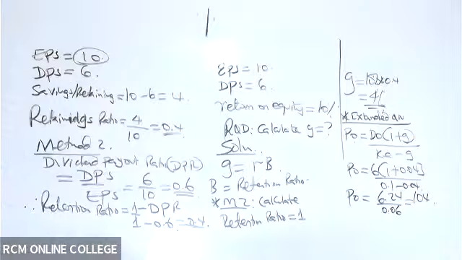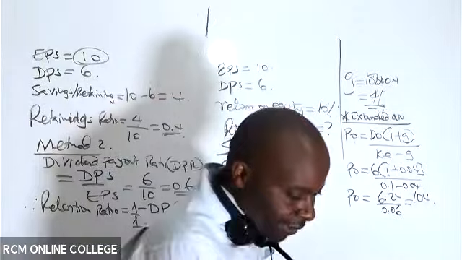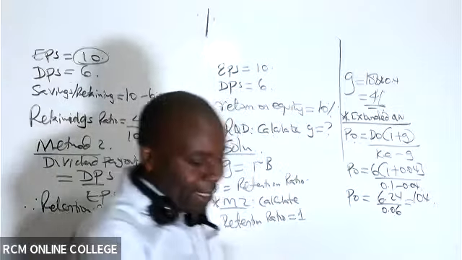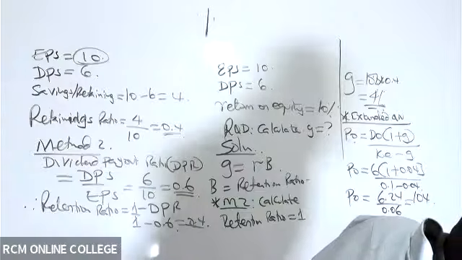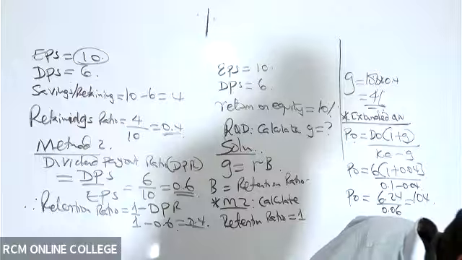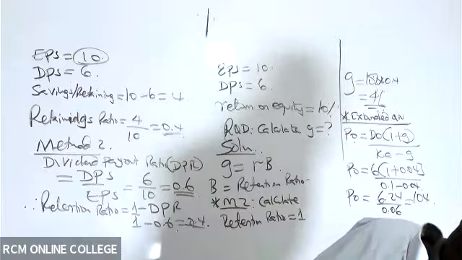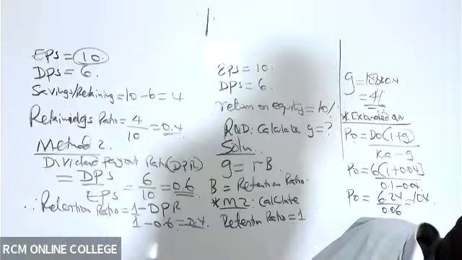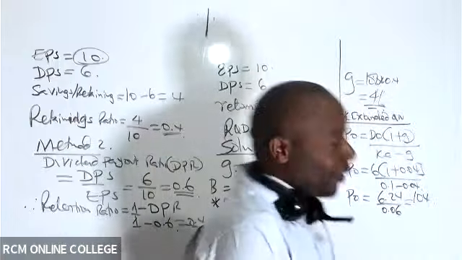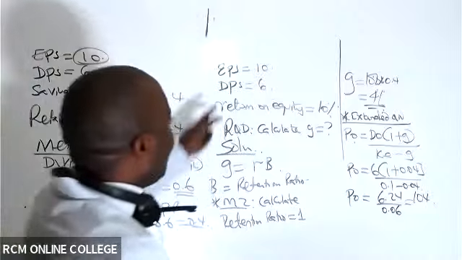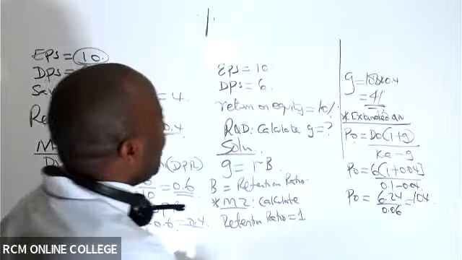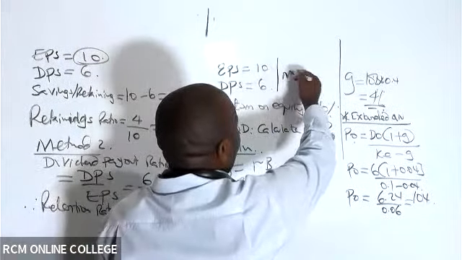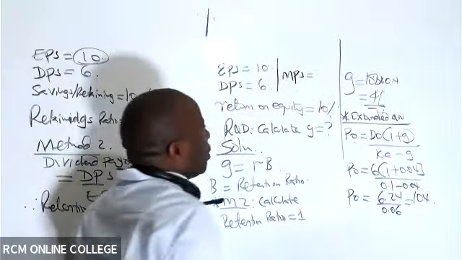All right. DPS is dividend per share, EPS is earnings per share, and MPS is market price per share.